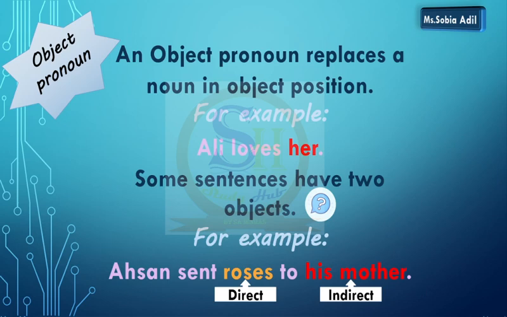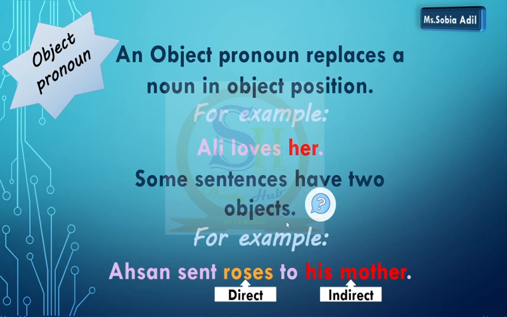Now next topic is object pronoun, right? In a sentence, students, there is a subject, verb and object, right? I told you that noun is a name of a person, place or thing, but a pronoun is the word that we use instead of a noun. For example, he, she, it, it can be her, it can be his, right? An object pronoun replaces a noun in object position. For example, Ali loves her. So her is an object pronoun.